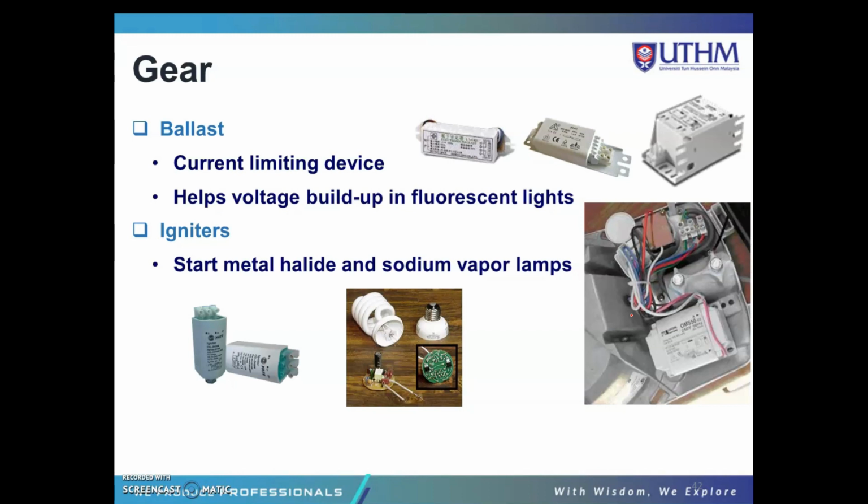Okay, so for the ballast, an electrical ballast is a device placed in series with a load to limit the amount of current in an electrical circuit, and also it can help voltage build up in fluorescent lights. Okay, and the second one is igniters. Most of the gas discharge lamps such as metal halide and sodium vapor have such a high internal resistance that they need a voltage peak higher than the normal operating voltage to initiate the discharge.